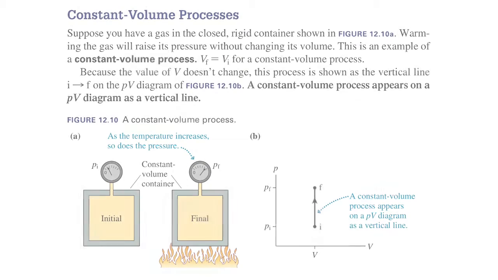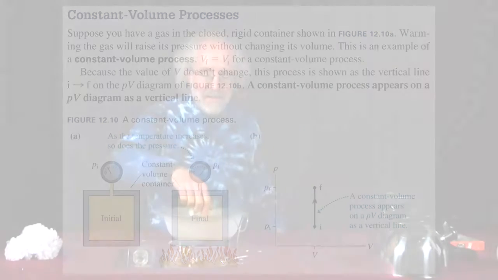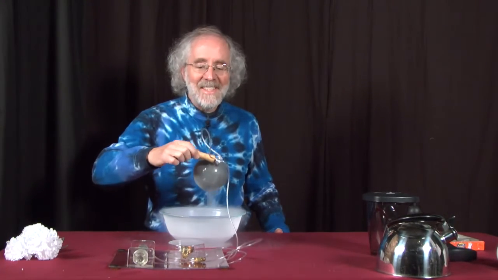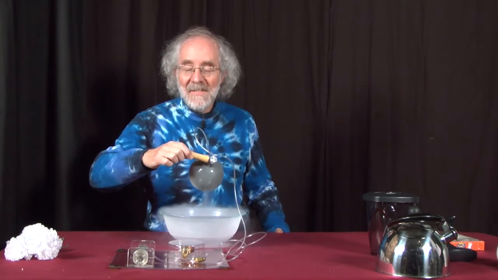And we have an equation that shows this for a constant volume process. And this was a constant volume process because the container that we have has a constant volume. And so the gas is inside a rigid cylinder, and that's an example of a constant volume process.